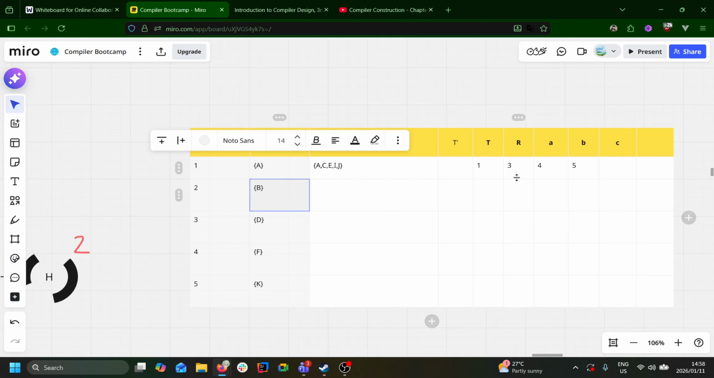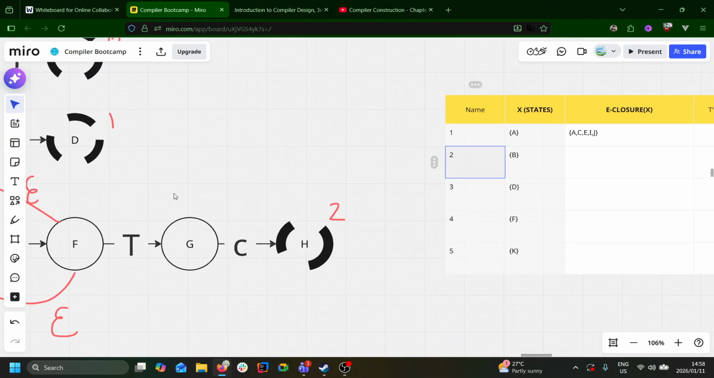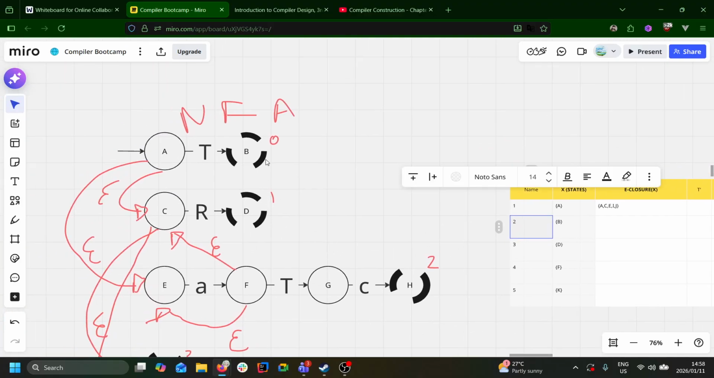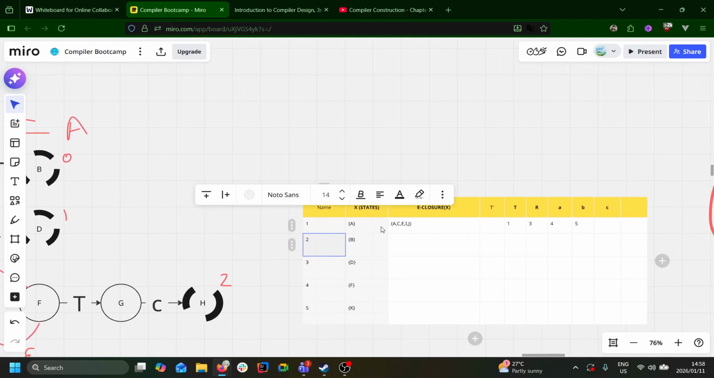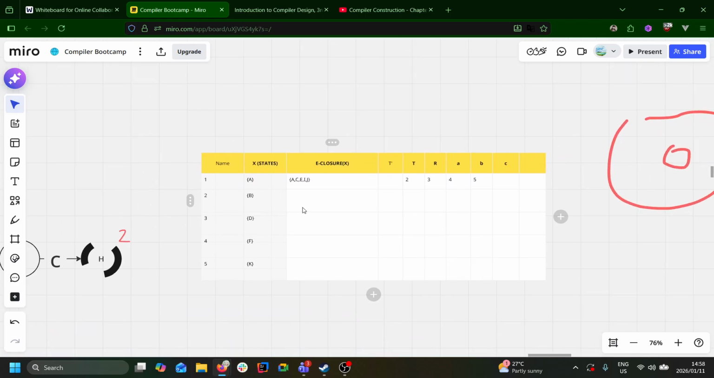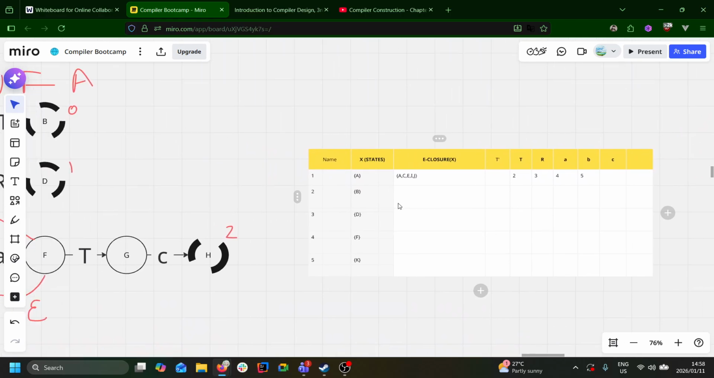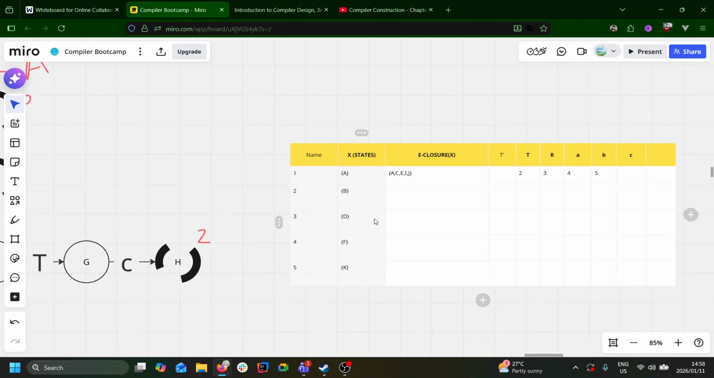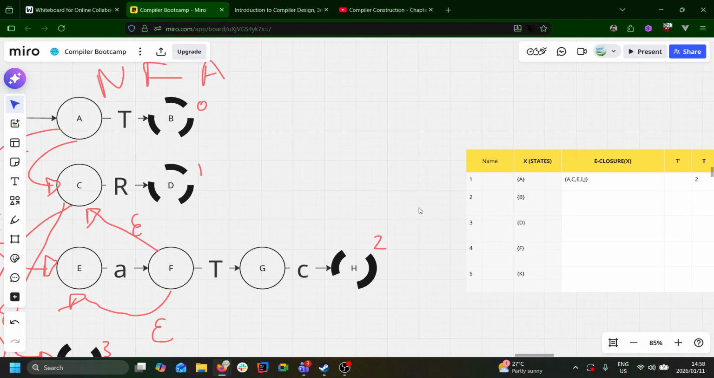I feel like I'm missing something. Since we have 2, we can go to B. So from A to T, this is supposed to be 2, not 1. There you go, first mistake there. I don't think there's any other mistake. Yeah, I have to be careful about that.